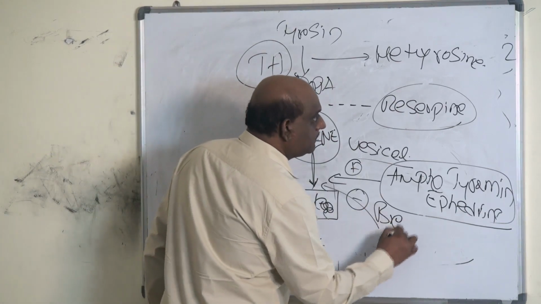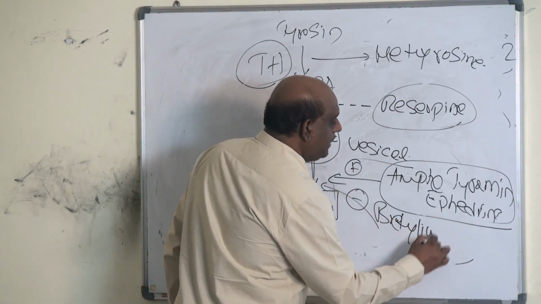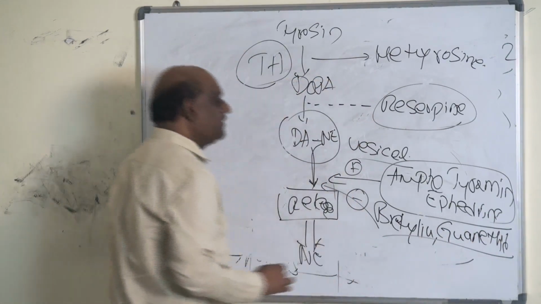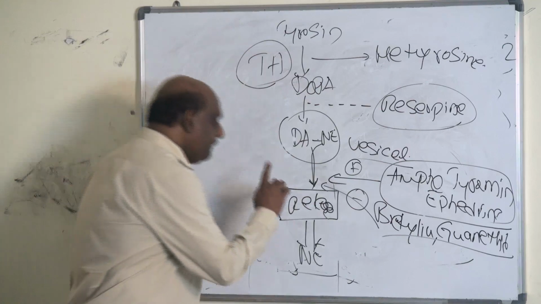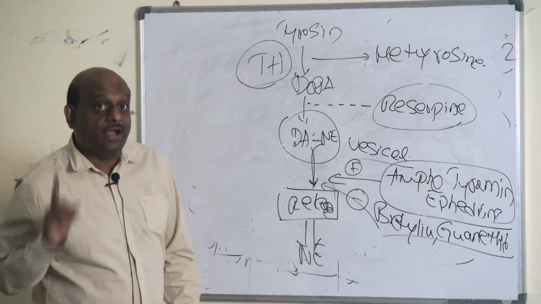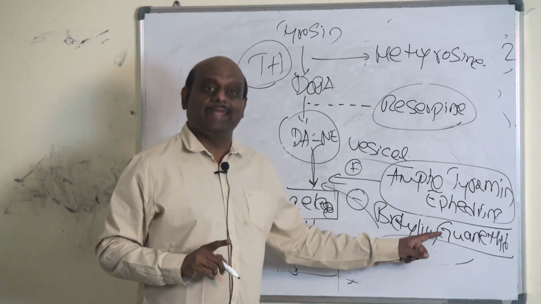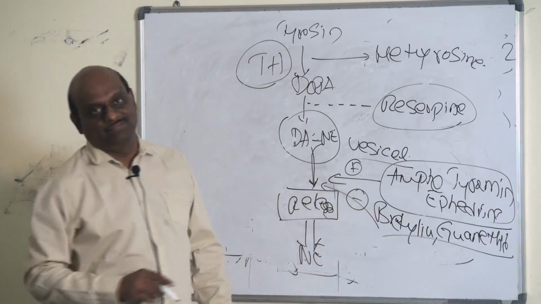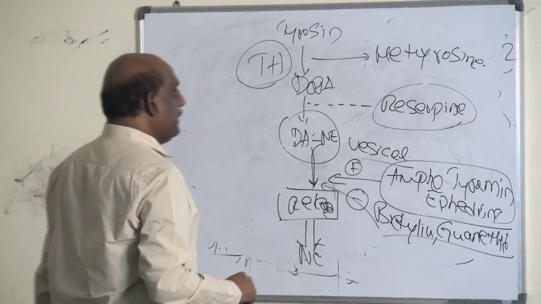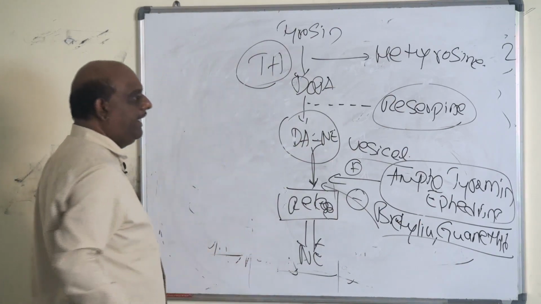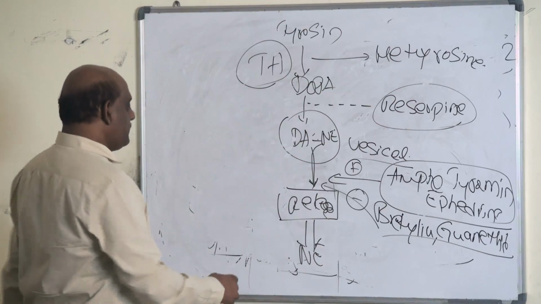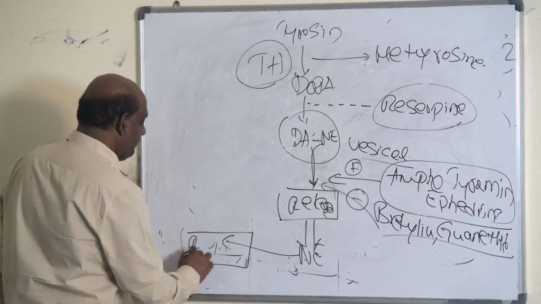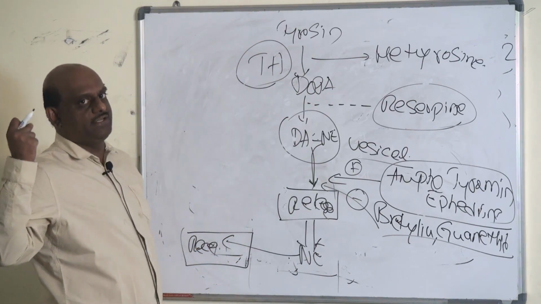Bretylium and guanethidine. These are the drugs that you need to remember which inhibit the release of the norepinephrine. Hence they are sympatholytic, anti-sympathetic: bretylium and guanethidine. That's what you need to remember. Then once this norepinephrine is released, it will go and act on the receptors and lead to vasoconstriction.